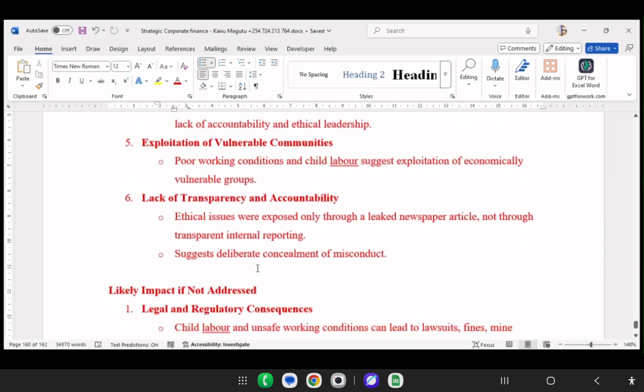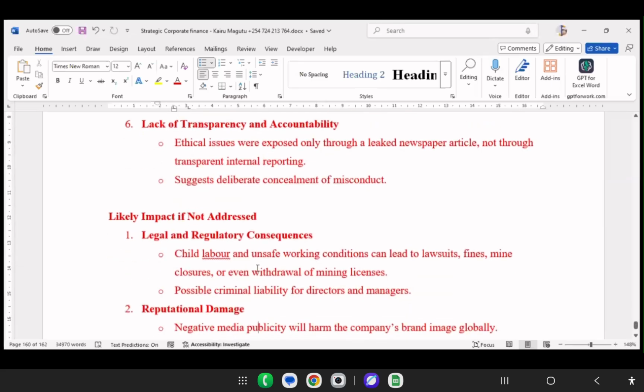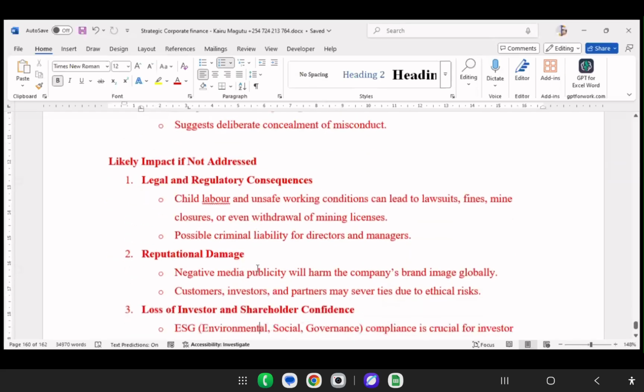Lack of transparency and accountability. The ethical issues were exposed only through a leaked newspaper article, not through transparent internal reporting. This suggests deliberate concealment of misconduct. What is the likely impact if not addressed? Number 1, legal and regulatory consequences. Child labor and unsafe working conditions can lead to lawsuits, fines, mine closure, or withdrawal of the mining licenses. There is also possible criminal liability for directors.